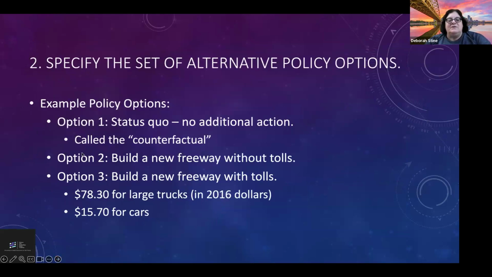And so what you're doing is you're looking at the options. In this case, the status quo would basically stay with the current road and the level of accidents that are there, or you could build a new freeway without tolls or one with tolls. And then this is basically how much it would cost.